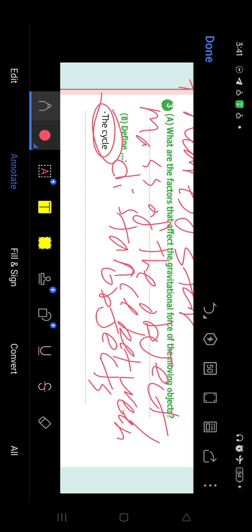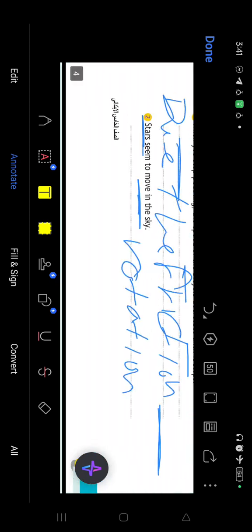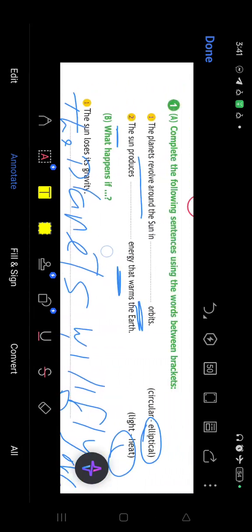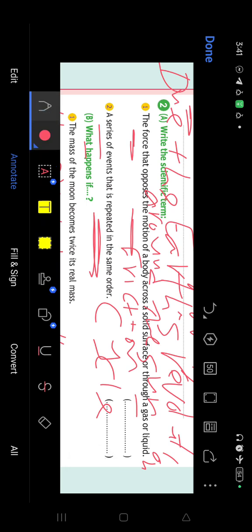Okay, define the cycle. It's very easy. Yeah, we can say it's a series of events that's repeated in the same order. Correct. We had this question above in the scientific term, when we said a series of events that's repeated. Yes, here it is, this one: a series of events that's repeated in the same order.